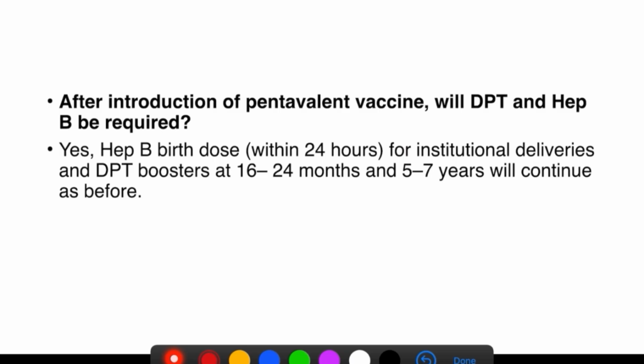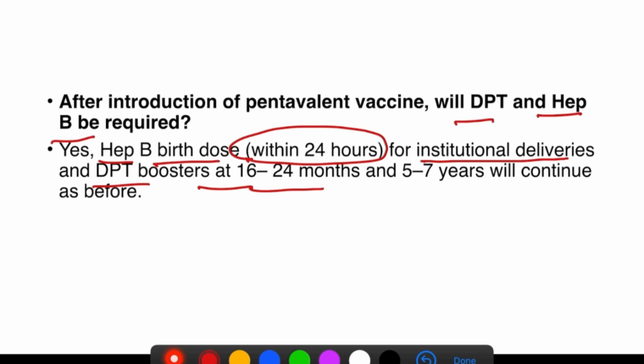Although we are giving DPT and hepatitis B in the pentavalent vaccine, still we are giving these vaccines separately, as the birth dose of hepatitis B is given within 24 hours of birth in the case of institutional delivery, and we are giving DPT booster at 16 to 24 months and again at the age of 5 to 7 years.